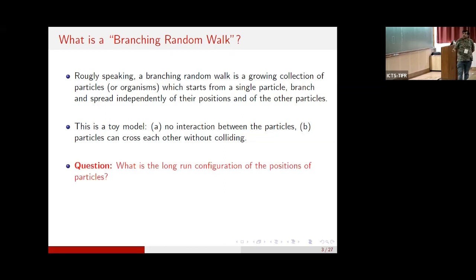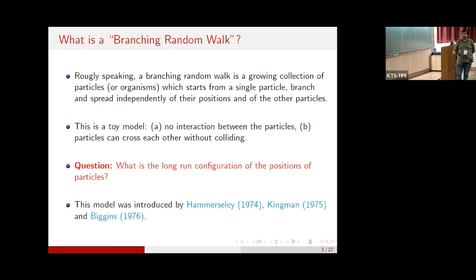Now the broad question that we'll try to address is: what is the long run configuration of the positions of the particles? I'll try to at least make it precise what this means in this talk. Now, this model was introduced by Begins in 1976, but since his work was based on these two papers by Hammersley and Kingman, whenever anybody talks about branching random walks, they always refer to these three papers.